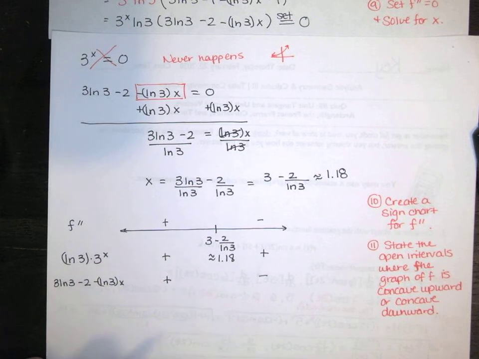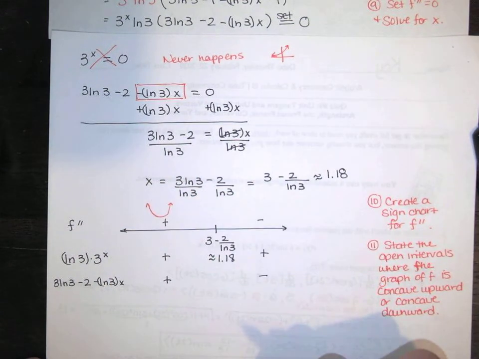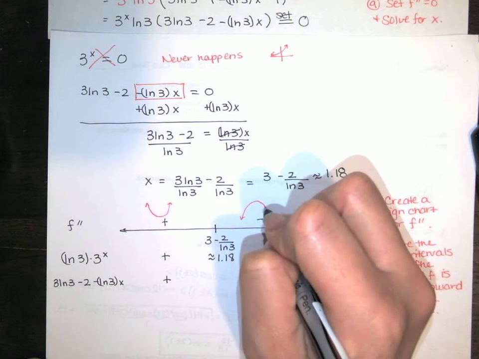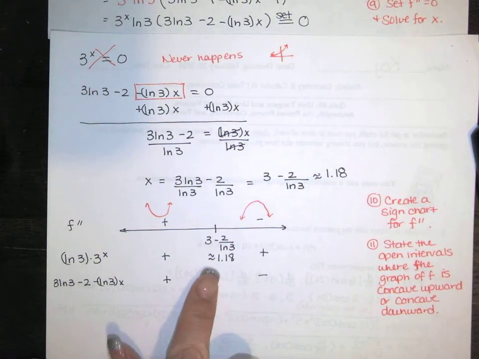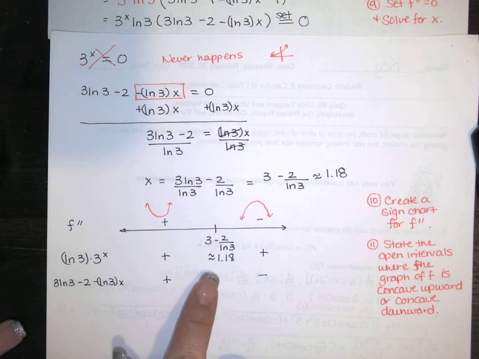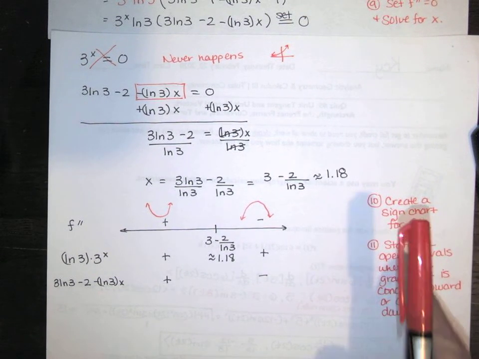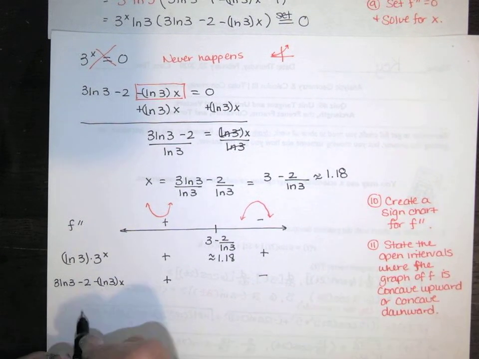Well, it's concave upward when the second derivative is positive, so the graph is going to look like that over here. It's concave downward where the second derivative is negative, and this x equals approximately 1.18, that's our transition point. The xy pair, this x value and the y that goes with it, that is the point of inflection on the original graph. So let's do this concavity part first.